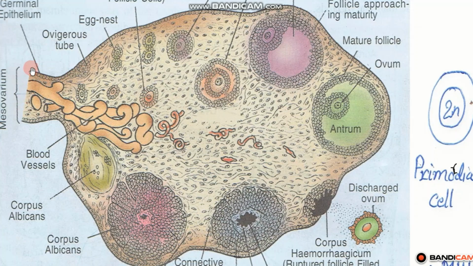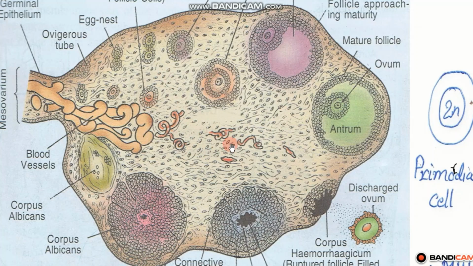This is the attachment. This part is attached to the pelvic wall. In the previous video I told you about the ovary. This ovary is attached to the pelvic wall, and this attachment part is known as the mesoovarium. When you cut this ovary in TS, you will see inside like this structure. These are blood vessels. There are many blood vessels inside the ovary, and all the gaps you see are known as stroma.